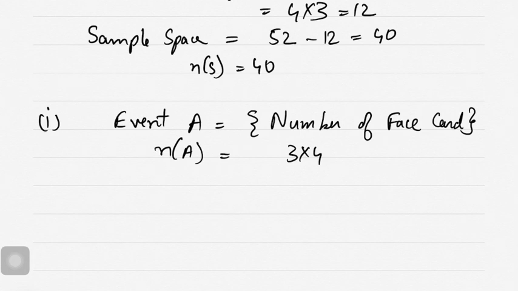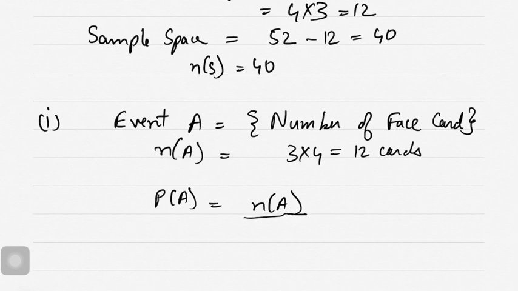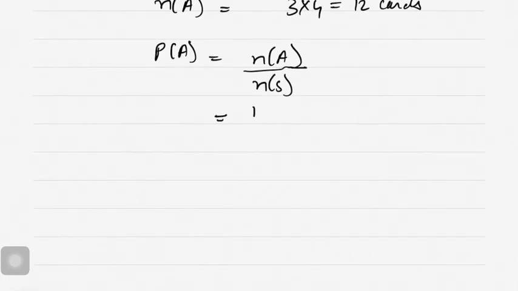There are 3 face cards and 4 suits, 4 signs, right? Diamond, hearts, spade and club. So 3 into 4, that is 12 cards. So P of A is equal to n of A divided by n of S, which is 12 by 40, correct? You can simplify it, 3 by 10.